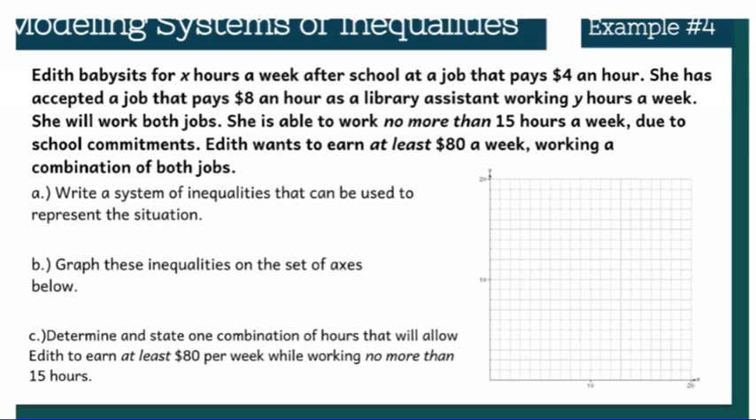We're going to write a system of inequalities that can be used to represent the situation. Then we will graph these inequalities on the set of axes below. And then we're going to determine and state one combination of hours that will allow Edith to earn at least $80 per week while working no more than 15 hours. Let's start with the first part.